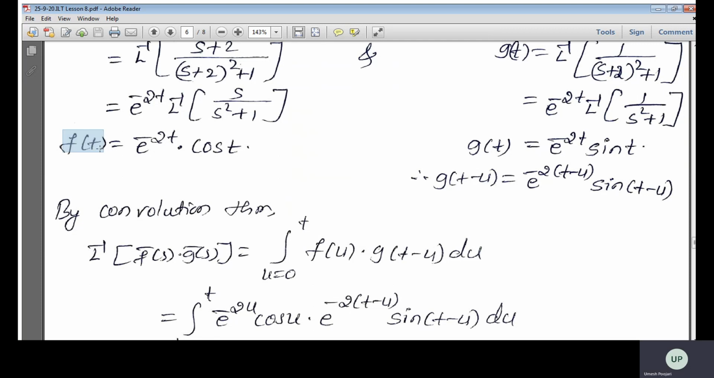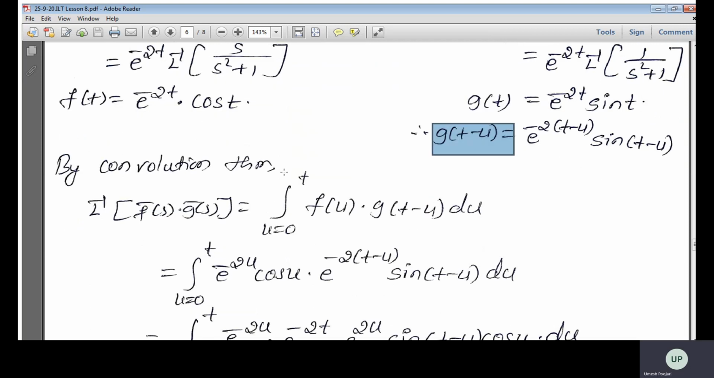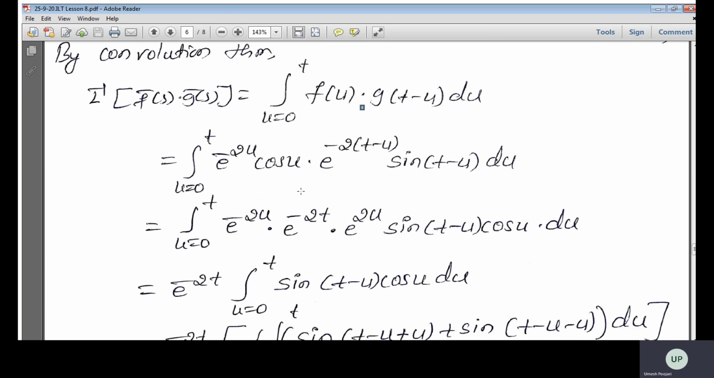Now you know the value of f of t and g of t minus u. Substitute these two values in the convolution theorem. But instead of f of t, we have to substitute f of u here. How will you substitute? Replace t by u. So f of u will be e raised to minus 2u into cos u, and g of t minus u will be e raised to minus 2 times t minus u into sin t minus u, du. So we can expand this exponential term: e raised to minus 2t into e raised to plus 2u into sin t minus u into cos u.